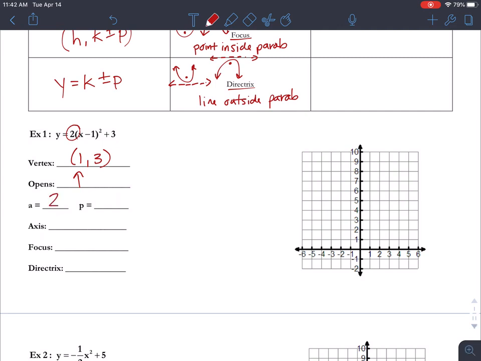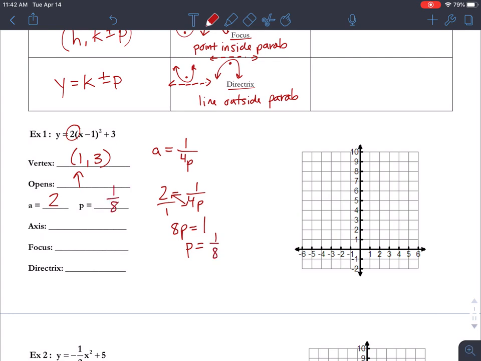So what's the p value? Remember, we have this little equation here, a equals 1 over 4p. You should definitely memorize that, or have it in your notes. So we have a is 2, so 2 equals 1 over 4p. Solve for p. I cross multiply, 8p equals 1, so p is 1/8.